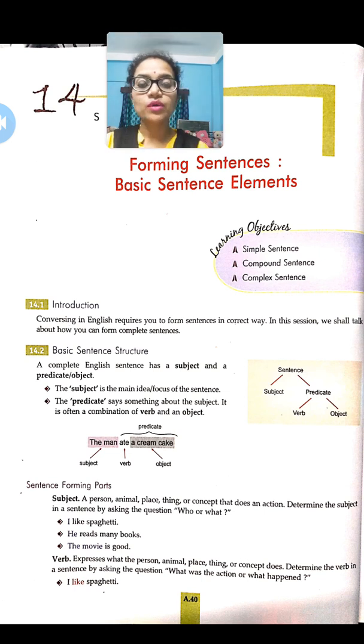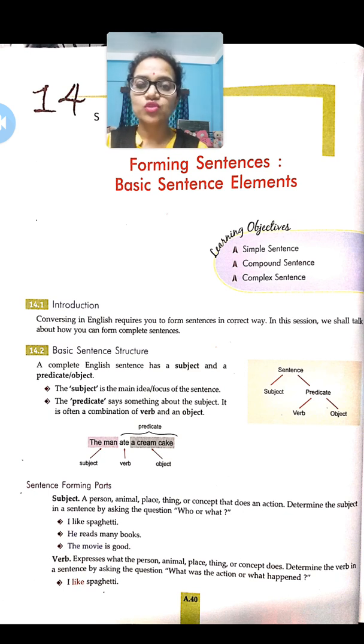Now, predicate again is divided into verb and the object. Now here what is the verb? Ate is the verb. And what the man ate? A cream cake. So cream cake is the object. So here how is the sentence divided? The sentence is divided into two sections: the man as a subject, ate a cream cake as a predicate. Now that predicate is again divided into two parts, verb and object. So whenever we are going to make a sentence, the sentence consists of two parts.